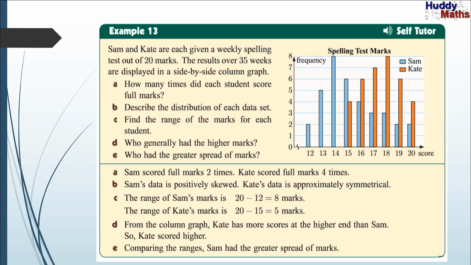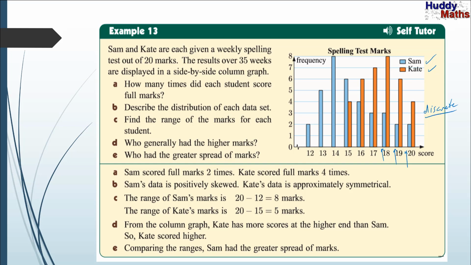Here's one that's been done, comparing Sam and Kate's weekly spelling tests. So spelling tests, you either get them right or wrong. So there are gaps, aren't there, between these points here because it's discrete data. You can't have 19.5 spelling tests correct. You either get the word correct in its spelling or you don't. So there are gaps. It's discrete data. So I'll write that down. It's discrete data. And so there are gaps.